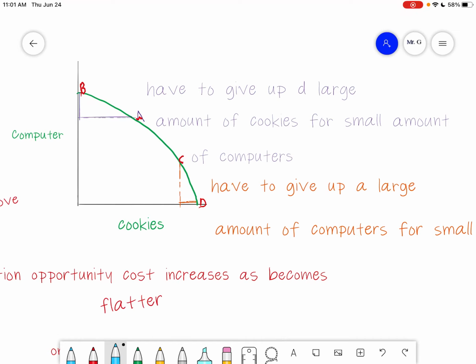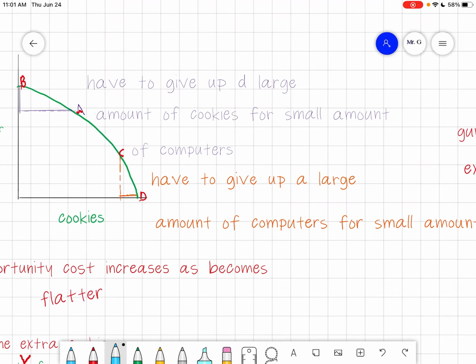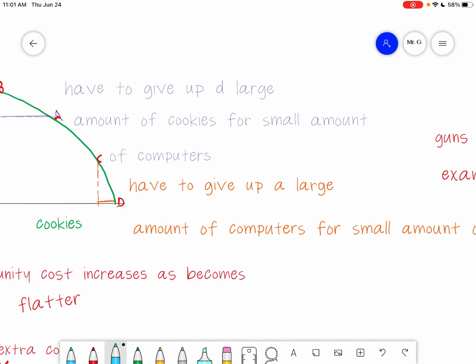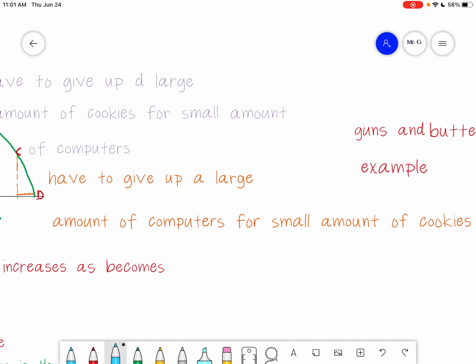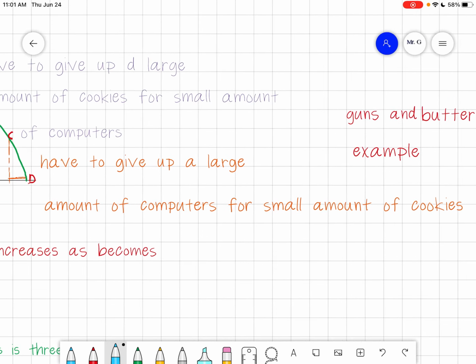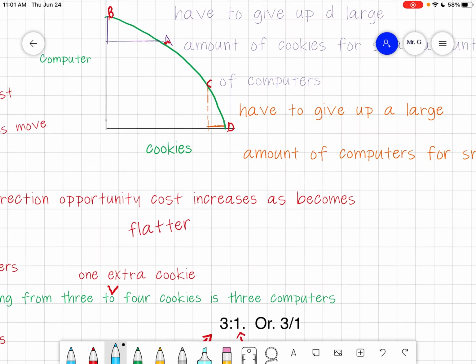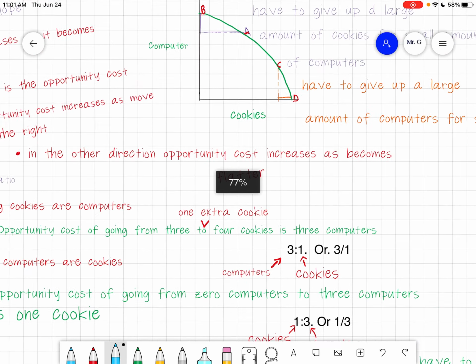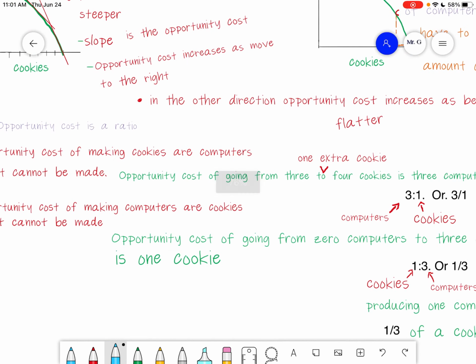As we move towards cookies, we have to give up a large amount of computers. The line under C that's going vertically is how much we have to give up in computers, and over to D is how much we're gaining. And you can see just the difference visually is there. So you have to give up a large amount of cookies for a small amount of computers. You have to give up a large amount of computers for a small amount of cookies. Okay, and so we went over here.